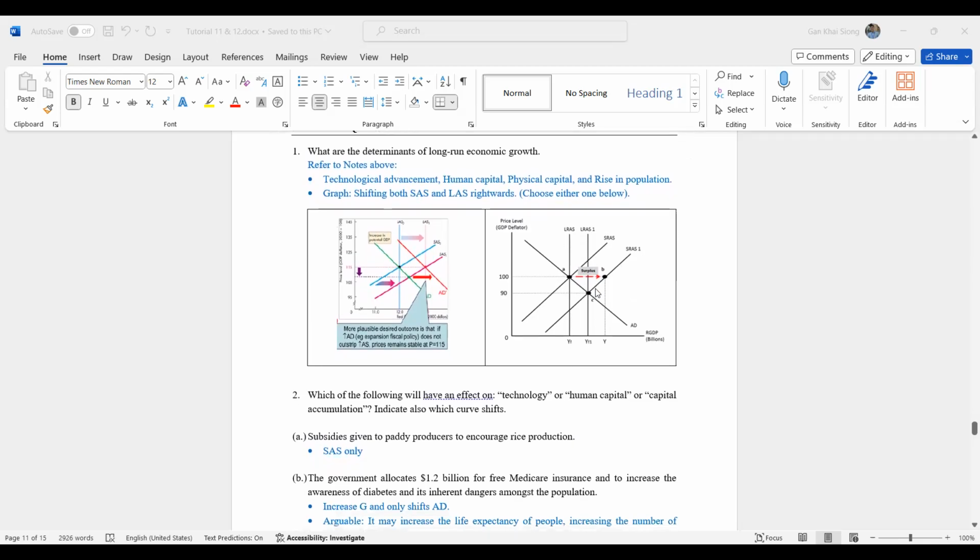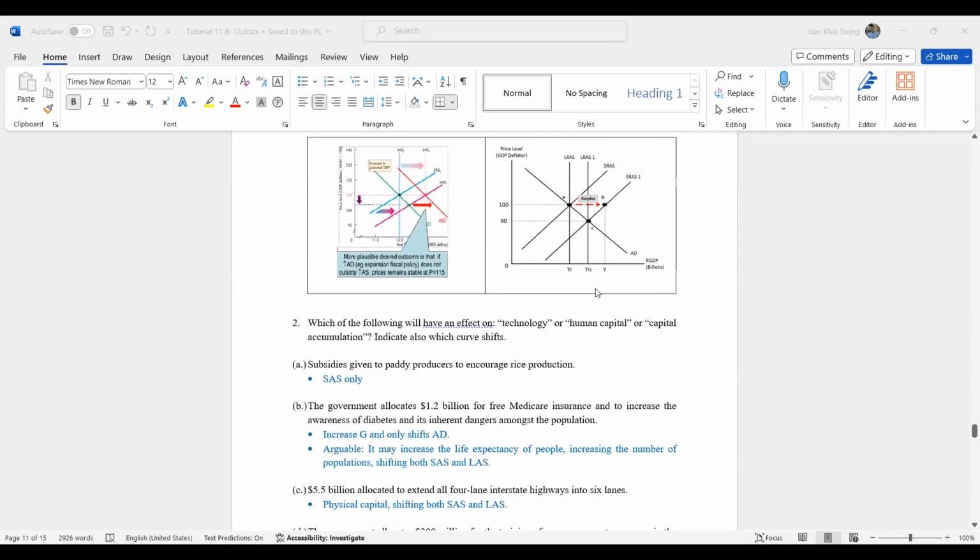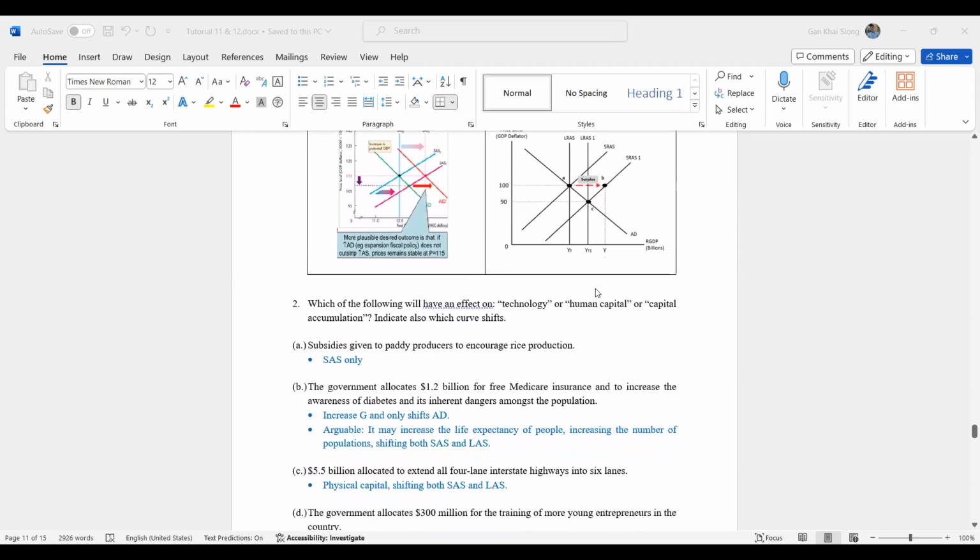Okay. Now, let's have a look at question number 2. Which of the following will have an impact on technology or human capital or capital accumulation?